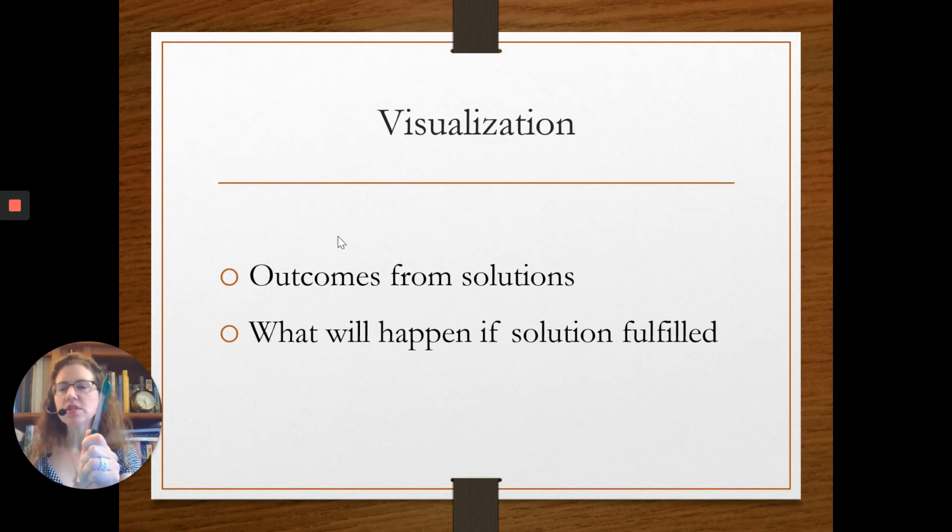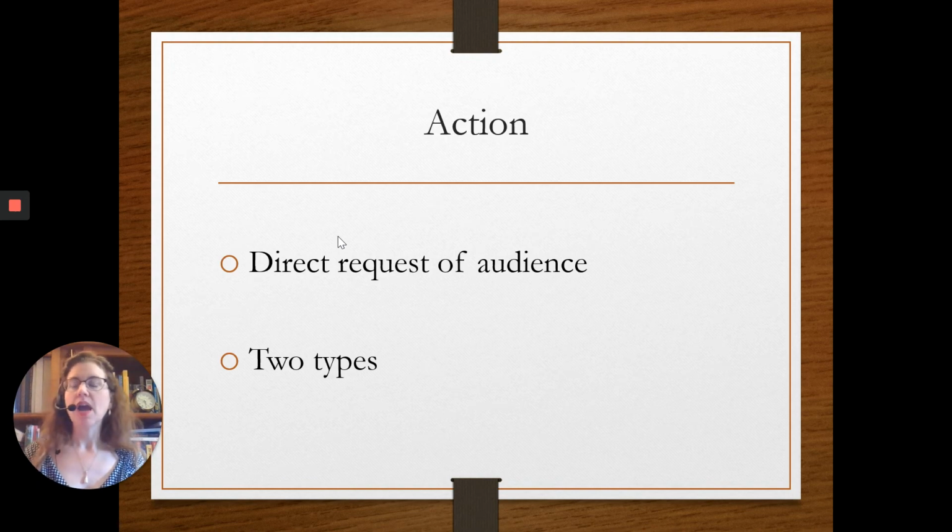Visualization. Imagine how popular you will be using green ink or buying and getting a diffuser with essential oils and light. So visualization is outcomes from the solution. What will happen if this solution is fulfilled? Action. You have to know what you want your audience to do. Persuasion is not informing. You have to know that you want them to do something. It's the direct request of your audience.